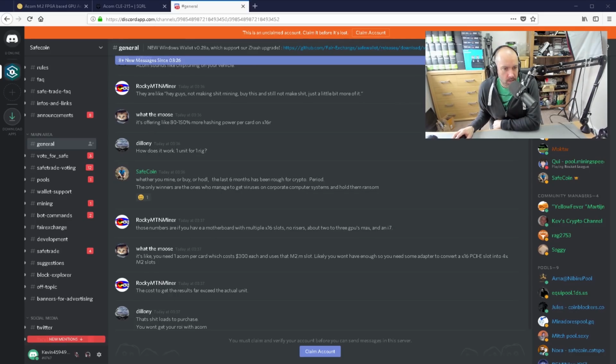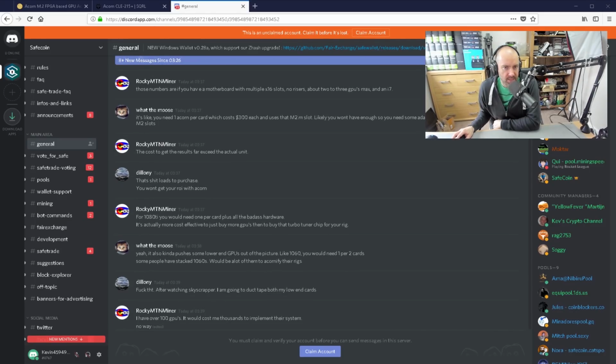It's offering 80 to 150% more hashing power. Now, someone was discussing the fact that you'd maybe have to buy multiple ones. So, for a 1080 Ti, you need to buy one per card plus all the badass hardware. It's actually more cost effective to just buy more GPUs than to buy that turbo tuner chip for your rig.